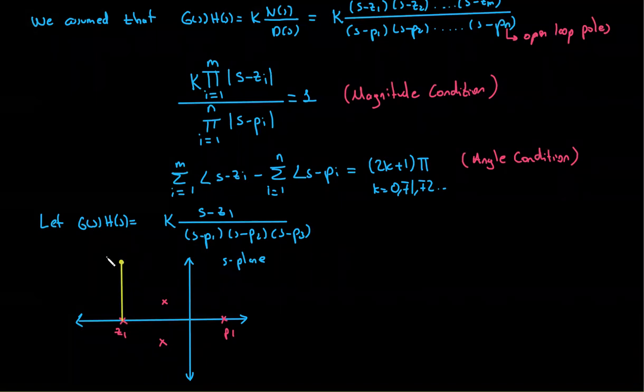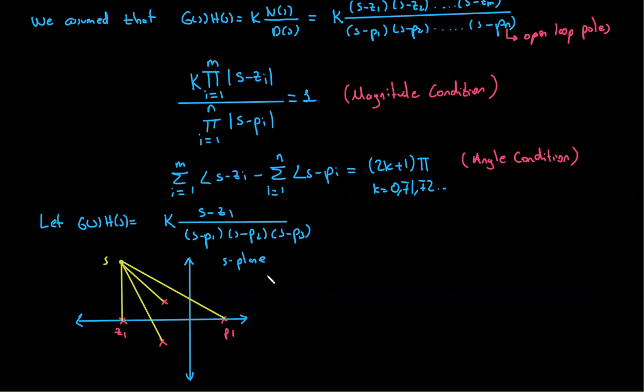So let this be our test point S. And this is the S minus that one vector. This is S minus P1 vector. This is S minus P2 vector. And this is S minus P3 vector. Okay.